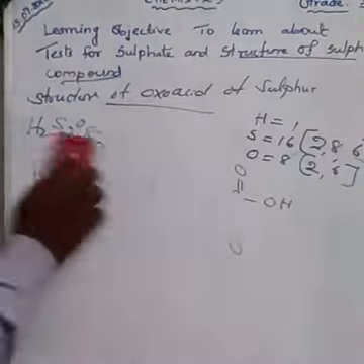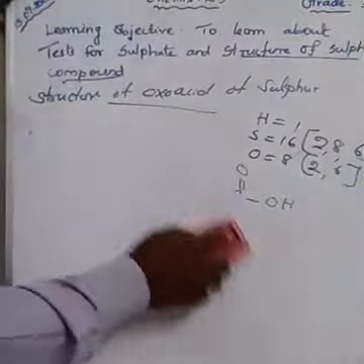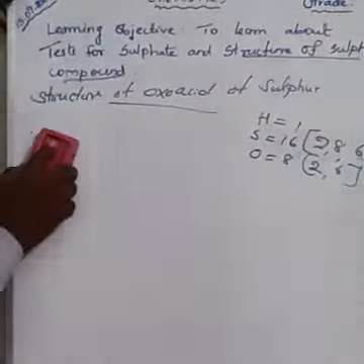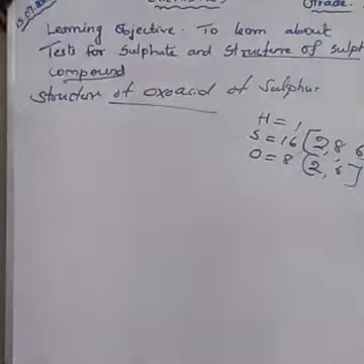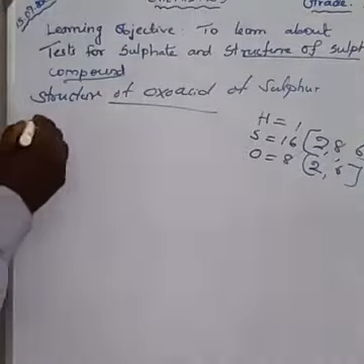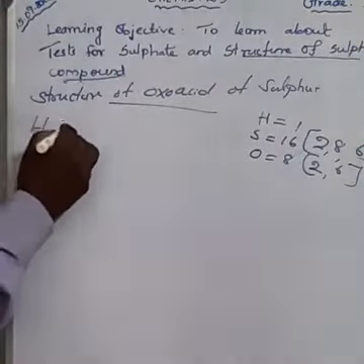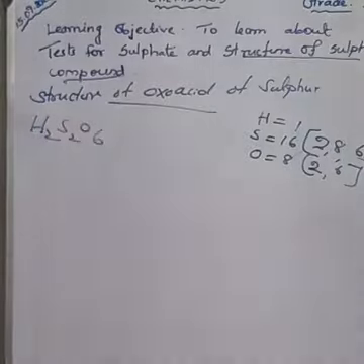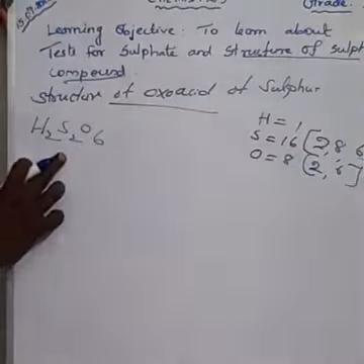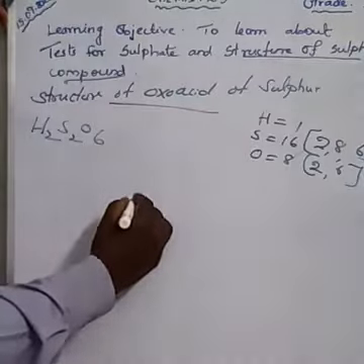Next one is dithionic acid. The formula is H2S2O6. What's the name of the compound? Dithionic acid. Formula H2S2O6. Okay. How can you draw this one? How much sulfur is there? 2 sulfur. So make it 2 sulfur.